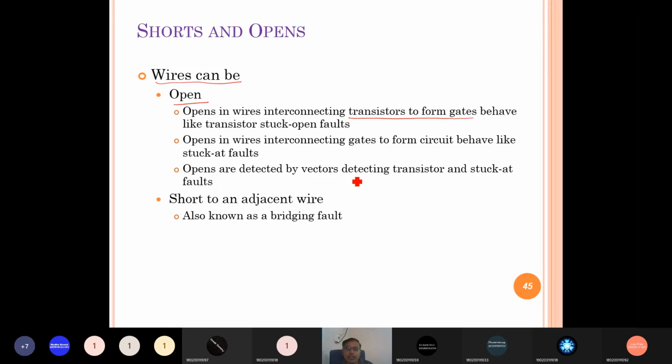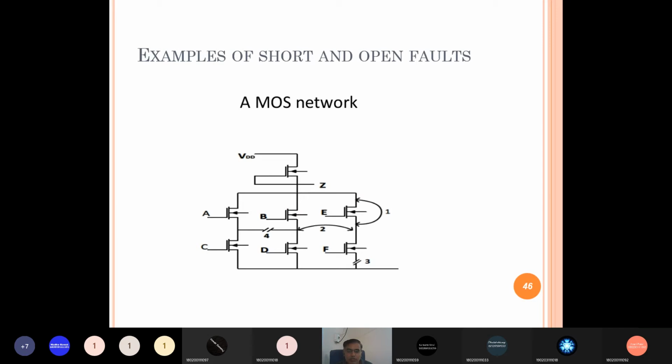So for an open in any wiring, that type of fault can be detected using the vectors that detect the transistor stuck open faults or the stuck-at faults. That also can detect the faults of a wire short or open. So due to a wire open, it may behave like a stuck-at fault or a transistor open fault. A short to an adjacent wire is also known as a bridging fault. Shorting of two signal wires creates different bridging faults.